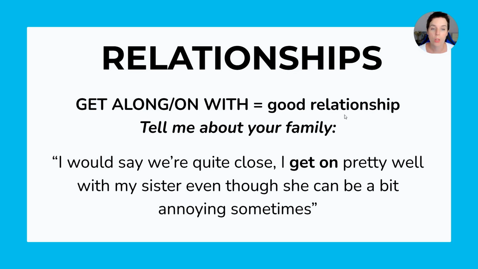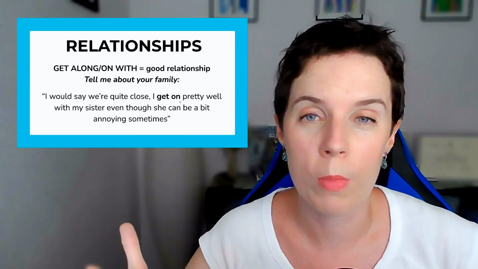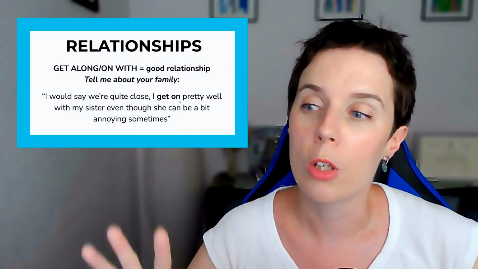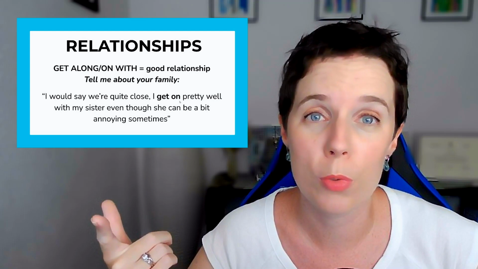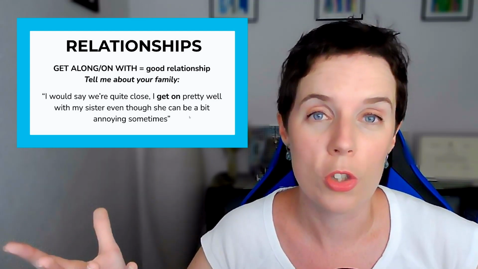Okay. So if they ask you the question, tell me about your family, you could say something like, I would say we're quite close. I get on pretty well with my sister, even though she can be a bit annoying sometimes. Okay. So I get on well. I have a good relationship with my sister. Okay. You could also use this in part 3 and part 4 as well. It's a really common phrasal verb. Just means to have a good relationship with.